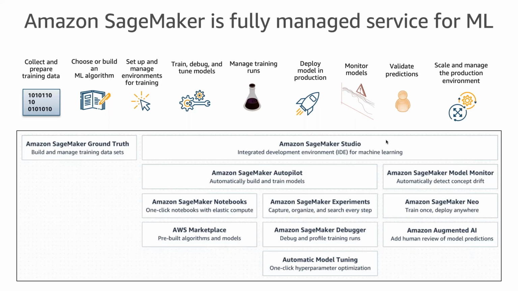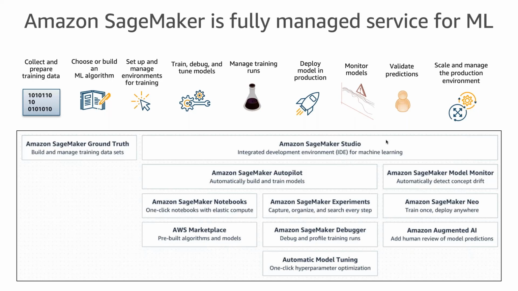SageMaker Studio provides a full-featured IDE for model development and prototyping. You also have AutoML capabilities with SageMaker Autopilot, experiment tracking, SageMaker Debugger, and fully managed training infrastructure. If you want to burst capacity, you can simply specify how much capacity you want. SageMaker will automatically provision it for you, execute your training or deployments, and then shut it down. So it's fully managed in that sense.